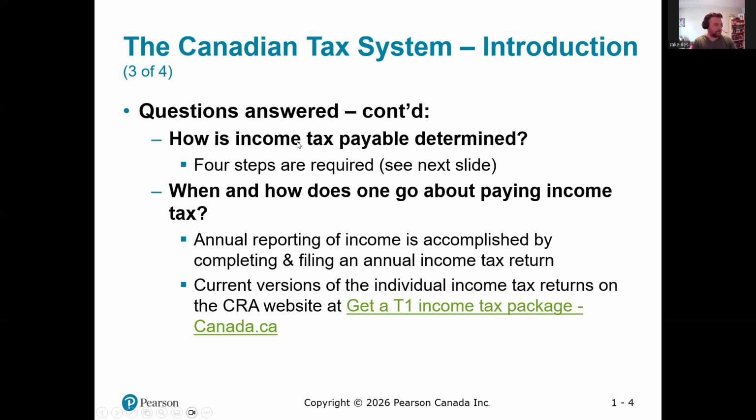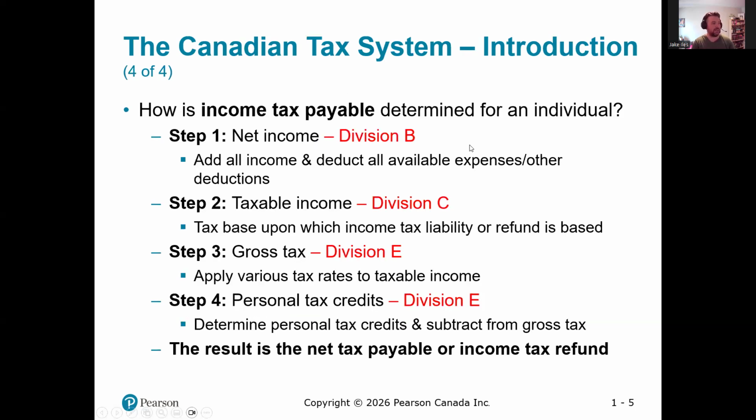So there's 4 steps to calculating your income tax payable. We're going to be talking a lot in this chapter about step 1, which is net income. This is also known as Division B income. Division A is the part of the Tax Act that determines who pays taxes. It outlines the criteria for who is a resident, who is a non-resident. Once we get past that division, the next few divisions are about the actual calculation itself.